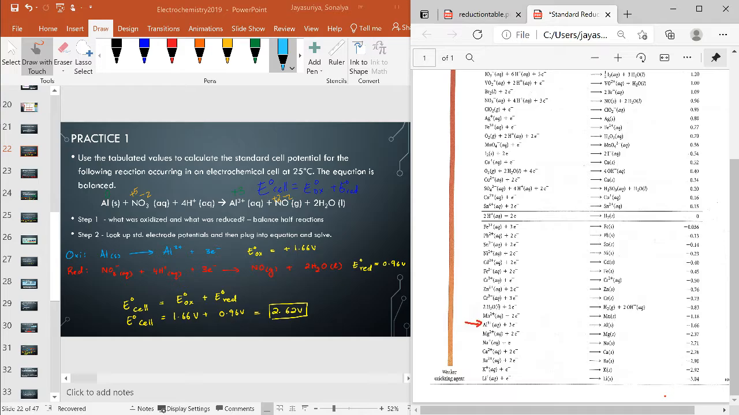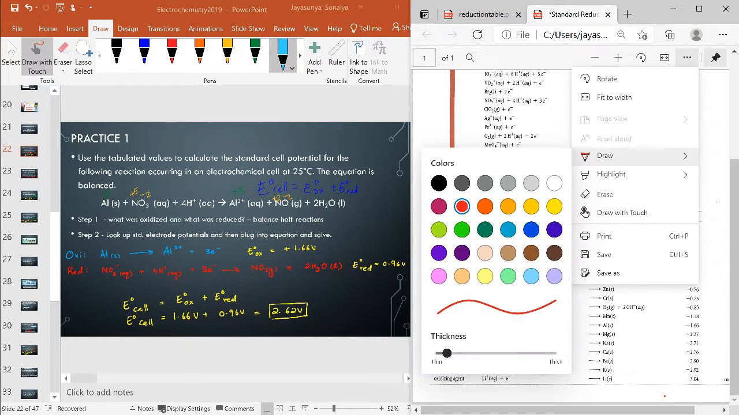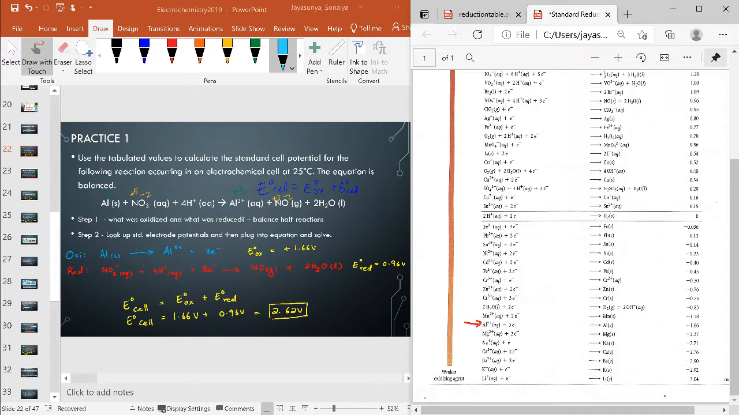That's aluminum 3 plus plus 3 electrons going to aluminum solid. That's the reaction you're looking for, right? Aluminum becoming aluminum 3 plus is going to release 3 electrons. However, this is a reduction table, which means if you are looking for the oxidation reaction, the oxidation reaction is going to be the reverse of the reduction one. So that means you are looking to reverse this equation. If you reverse the equation, you must flip the sign, okay? So -1.66 becomes +1.66 for the oxidation of aluminum.